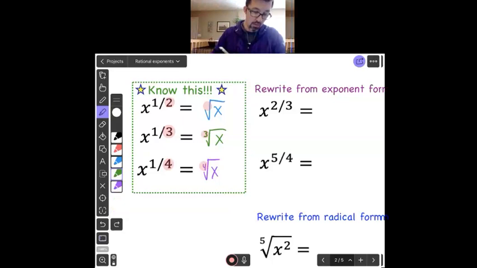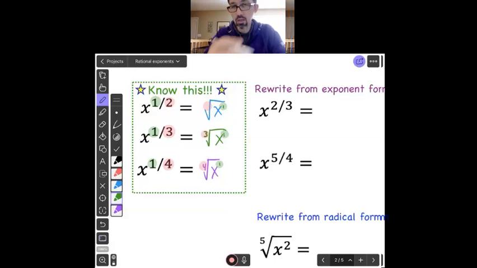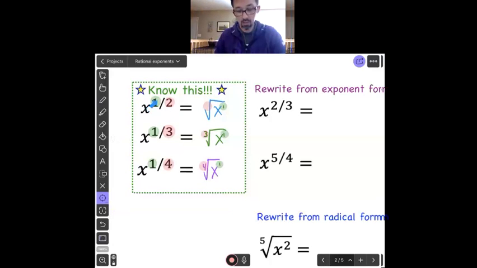Where did the 1s go? Now the 1s are all right here. Right? X to the first, x to the first, x to the first. Right? And in the same way that we don't write that 2 there on a square root, we don't write a 1 on the x to the first. Okay? So the numerator of the exponent became the power, or the exponent of the base.